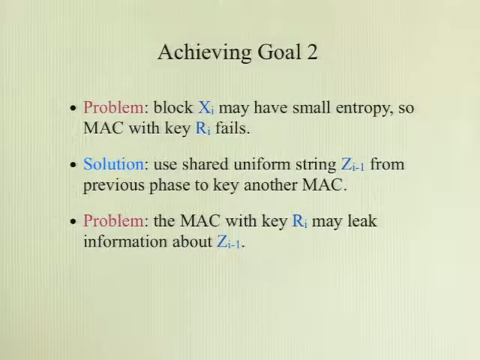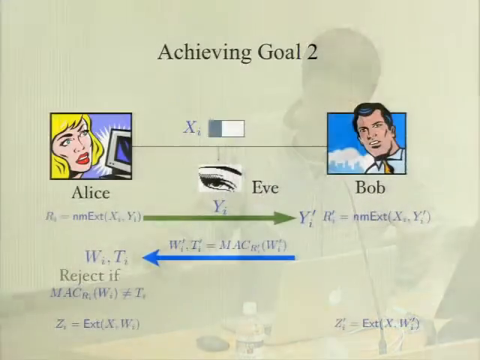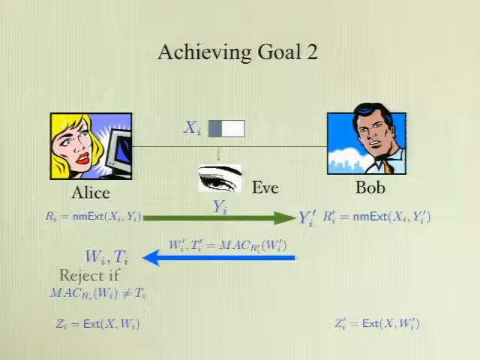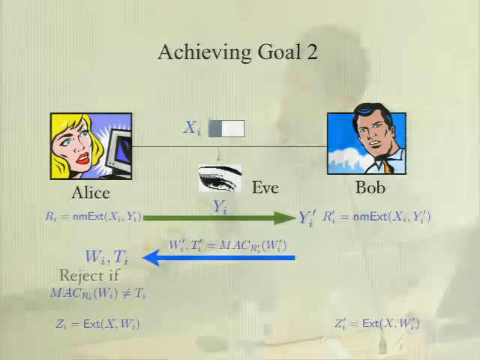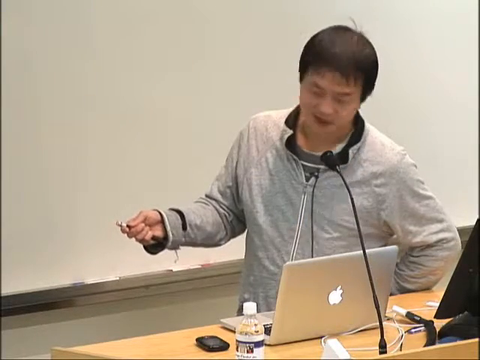And then we also use this MAC to authenticate the message W prime. So here, instead of using just one MAC, we will use another MAC to authenticate this message W prime. This seems to be good, except we have another problem, which is that the MAC constructed using this R_i here may leak information about this string z_{i-1}.